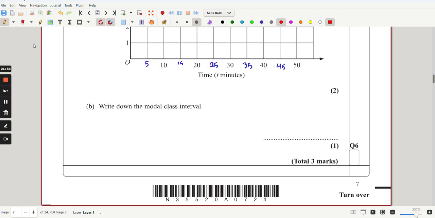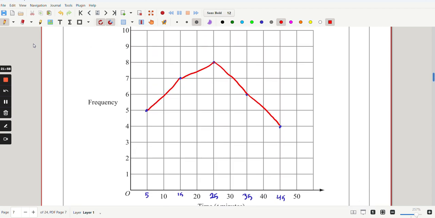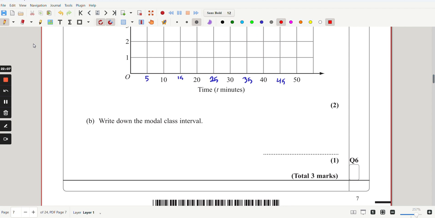Okay, we have a question. Write down the modal class interval. Modal class interval means most seen. Well, most seen, it's in here. So the interval between 20 and 30 minutes. So t is greater than 20, less than or equal to 30.